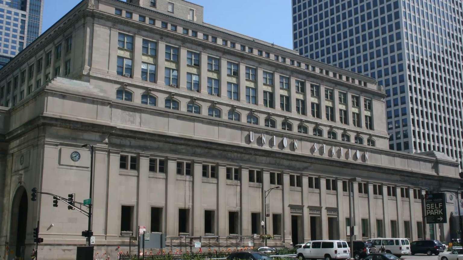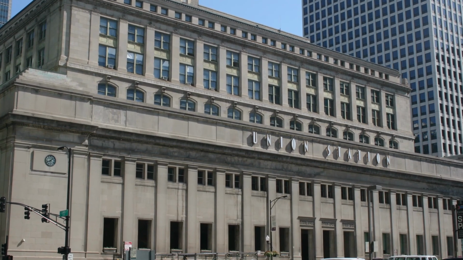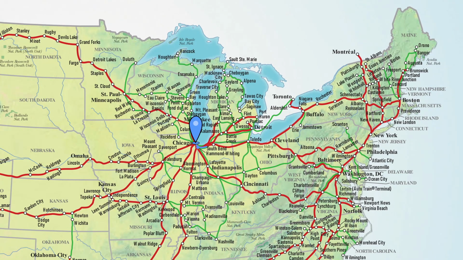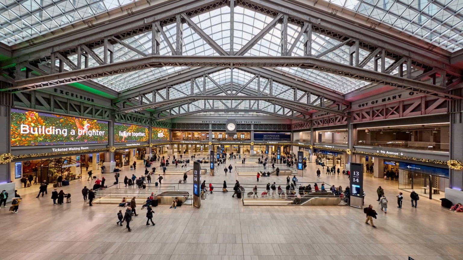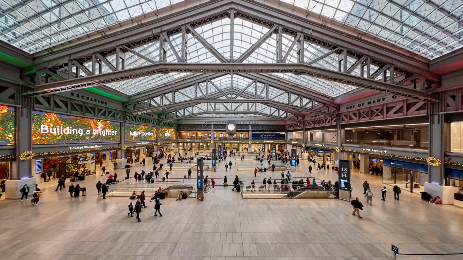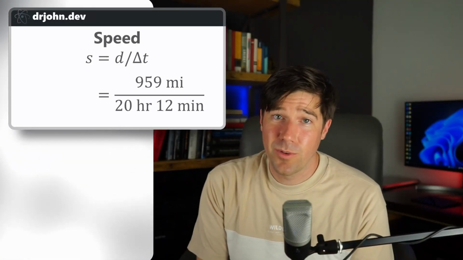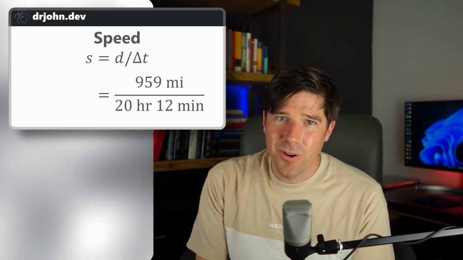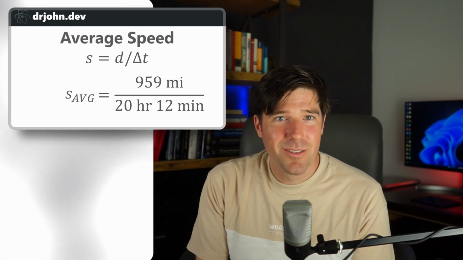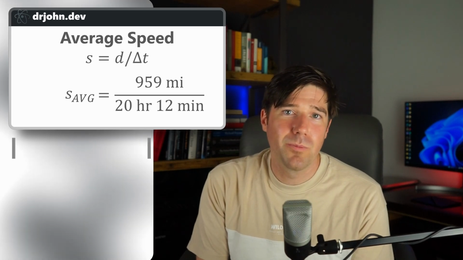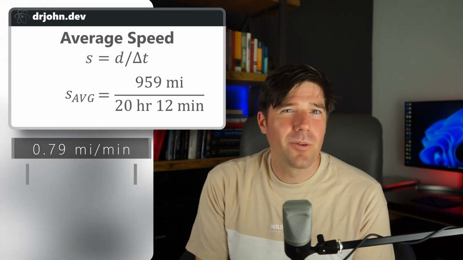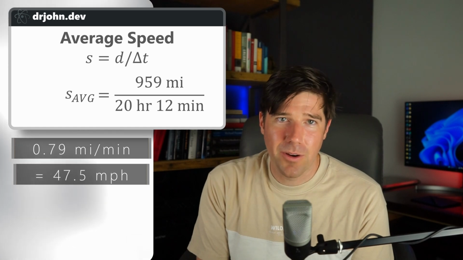This train route begins at Chicago's Union Station and then proceeds to travel 959 miles over the course of 20 hours 12 minutes with 19 stops until finally arriving at New York City's Penn Station. Now, you may be tempted to simply divide the total distance of 959 miles by the total time, 20 hours and 12 minutes. As we learned before, this would give you an average speed, which for this journey equates to 0.79 miles per minute, or 47.5 miles per hour.